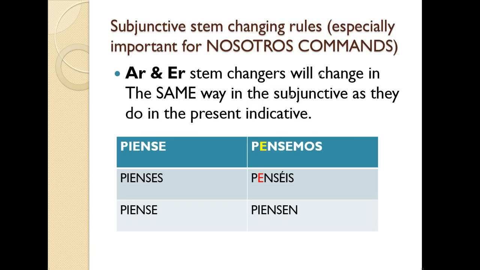Okay, and then here are those additional subjunctive stem changing rules that are especially going to be important when you're looking at nosotros commands. ER and AR stem changers are going to change in the exact way in the subjunctive as they do in present tense. Remember, in present tense, you stem change all of the forms except for nosotros and vosotros. And so we can see here that in the subjunctive, it maintains that rule where I have not stem changed here or here.